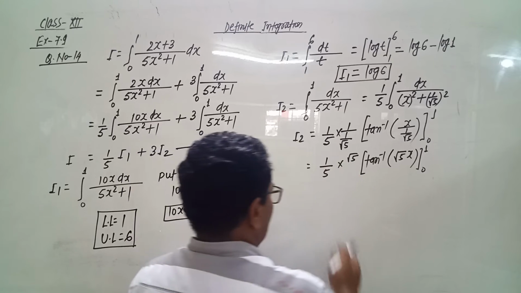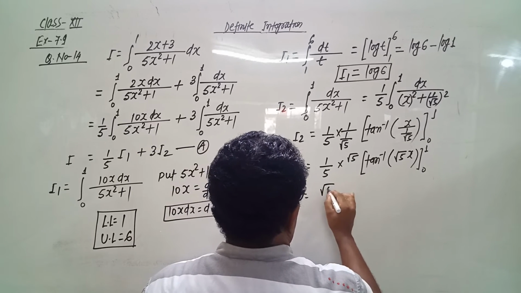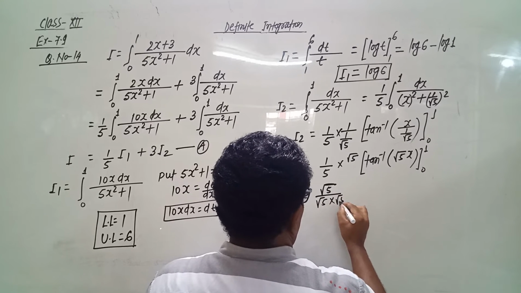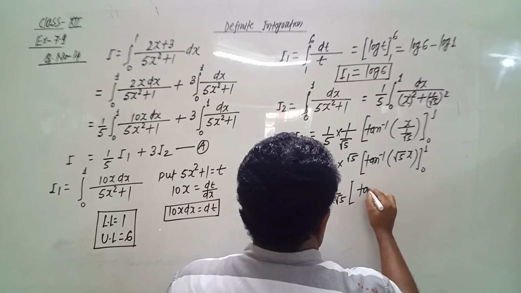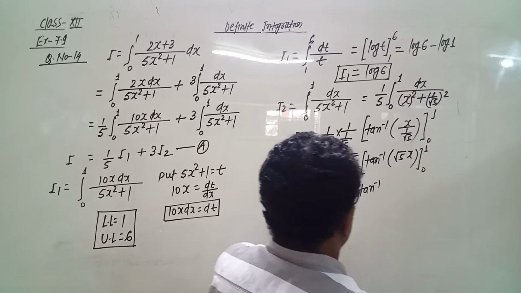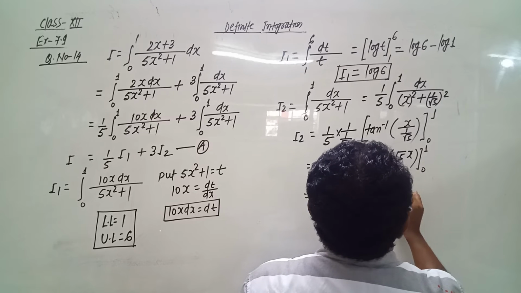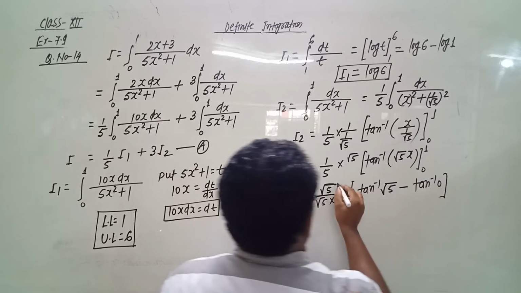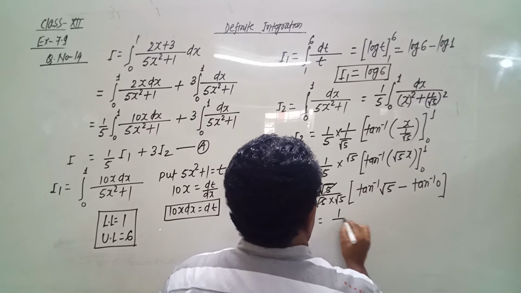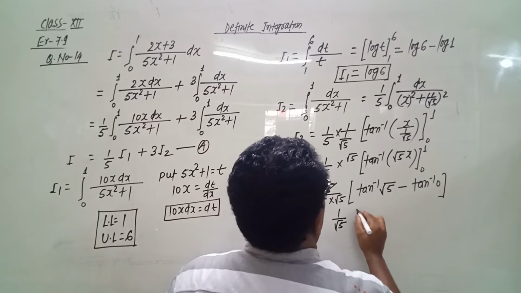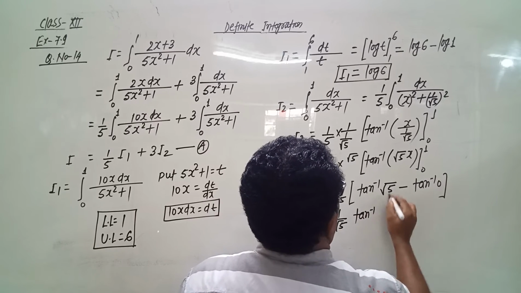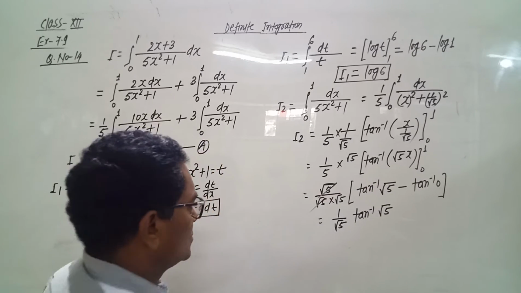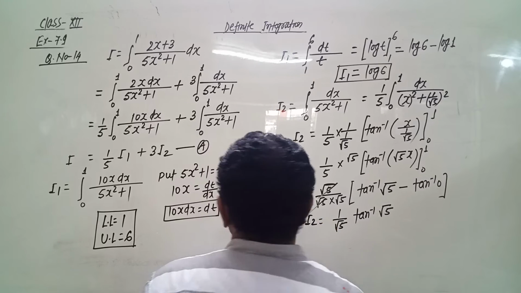Now root 5, this 5 can be written as root 5 into root 5, and put the limit. So tan inverse, upper limit 1, so tan inverse root 5 minus tan inverse 0, lower limit 0. Root 5 and root 5 cancel and we get 1 by root 5 tan inverse root 5, and tan inverse 0 is 0. So this is the value of I2.